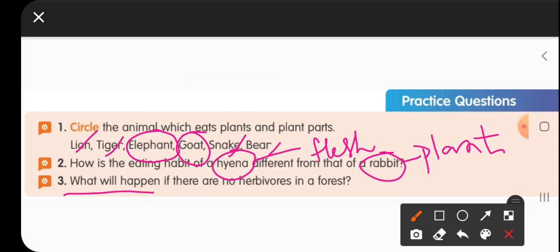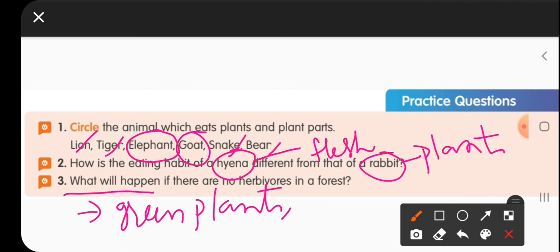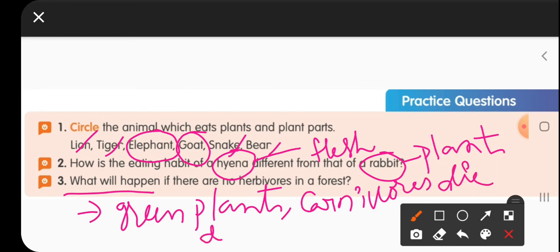Now the third question: what will happen if there are no herbivores in a forest? Two things will happen. First and foremost, the green plants will increase a lot. At the same time, more than that, all the carnivores will die due to lack of food.